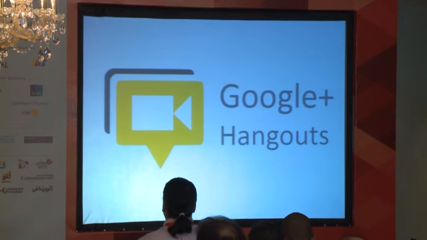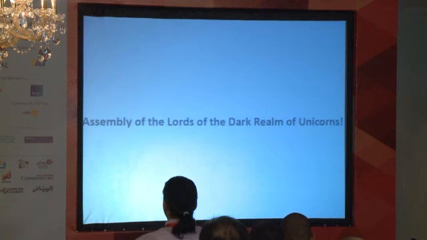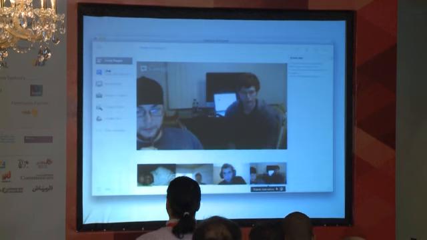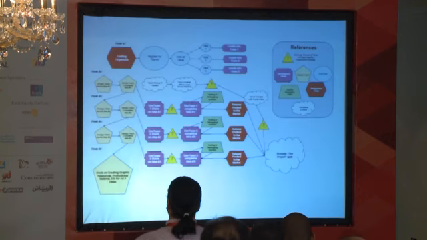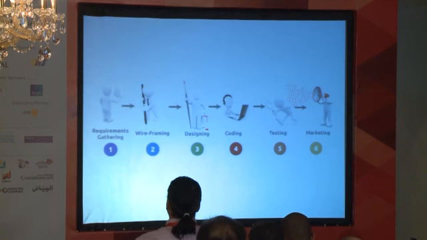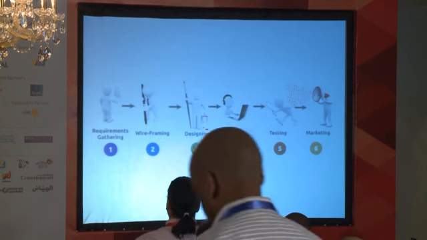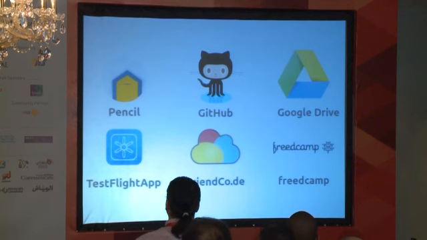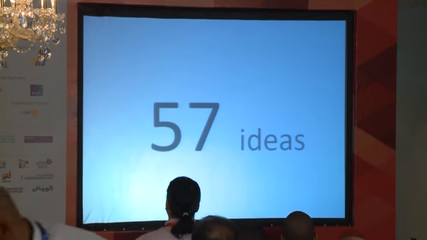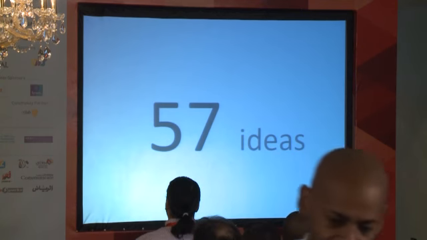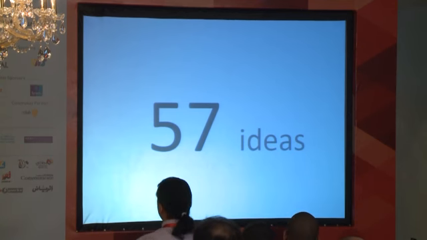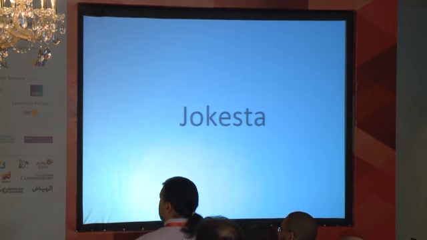We had like a weekly live show, and we had to pick a name for it. And since everything was going through votings, the community voted for this name, Assembly of the Lords of the Dark Realm of Unicorns. Anyway, so we had our meetings, and we drew the plans. We told them about the steps that we're going to go through, the tools that we're going to use, and the first week was for brainstorming ideas. We had over 57 ideas from different parts of the world. We voted for the top 3, and we started with one app, which is Jokesta app.